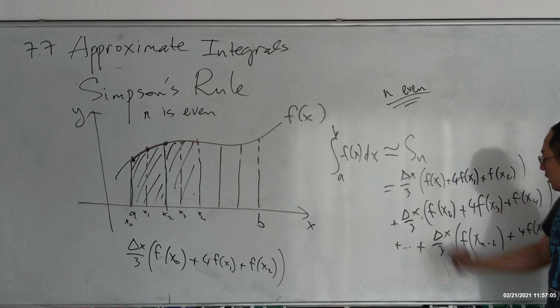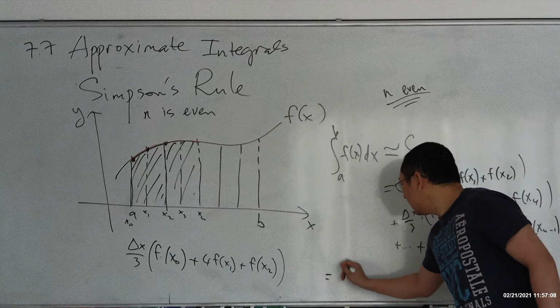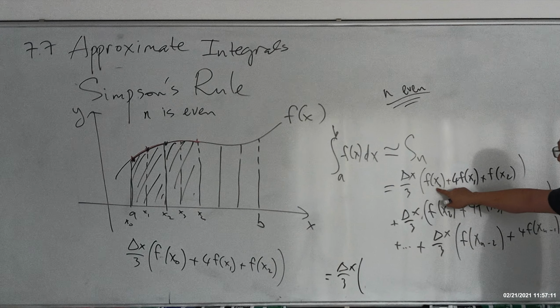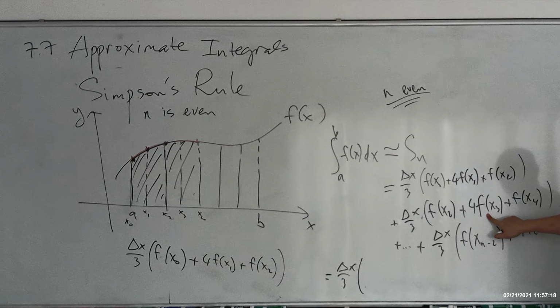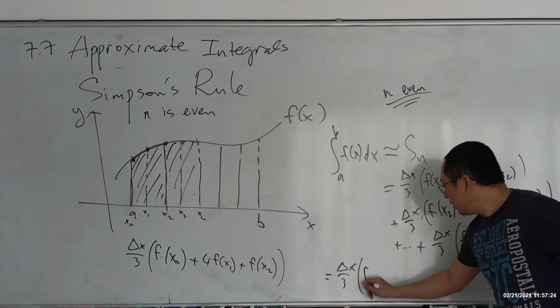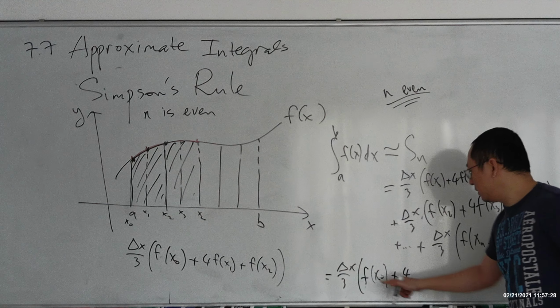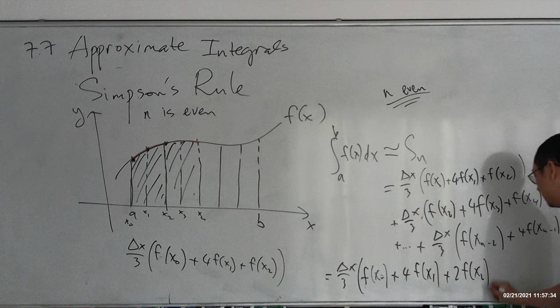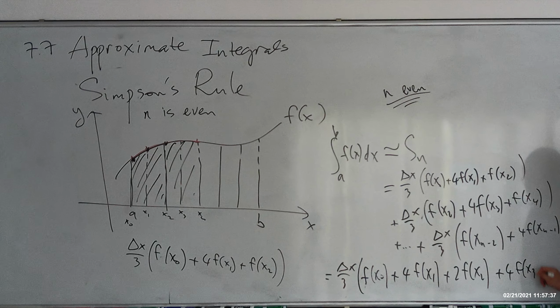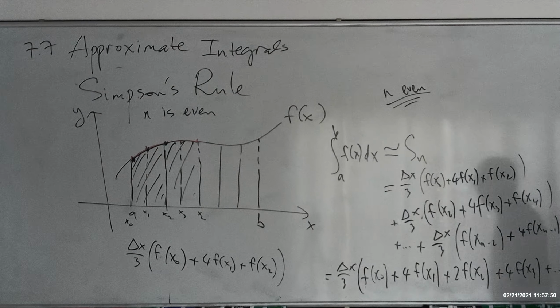See, you got delta x over 3 as a common factor. f of x2 plus another f of x2, so 2 times f of x2, and then 4 f of x3, and then f of x4 plus another f of x4, and so forth and so on. So this is the formula: delta x over 3 times f of x0 plus 4 times f of x1, and then 2 times f of x2, and then 4 times f of x3. Keep going: 1, then 4, 2, 4, 2, 4, 2, all the way to the last one, which is just f of xn. The previous one is going to be 4 times f of xn minus 1. And that will be the formula.